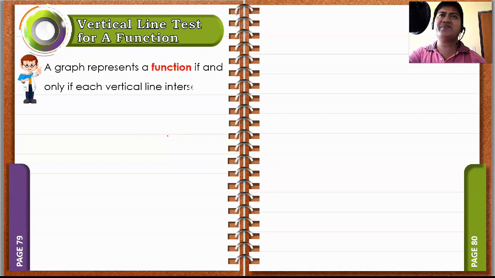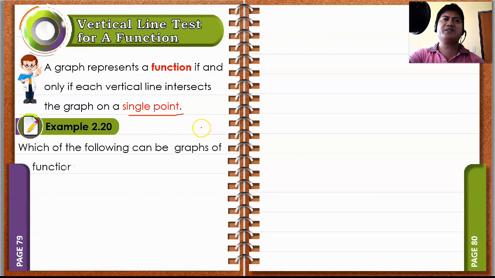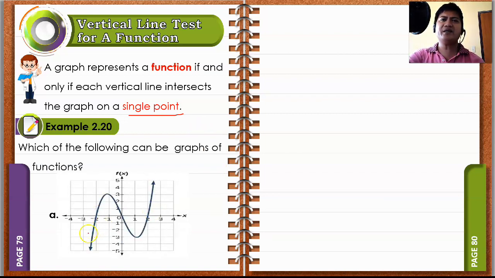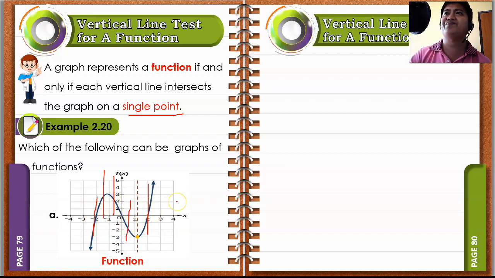A graph represents a function if and only if each vertical line intersects the graph at a single point. In this case, which of the following can be graphs of functions? For letter A, you need to apply the vertical line test. If the vertical line only intersects the graph at a single point, then that is a function. Wherever we draw the line, we intersect the graph at only one point. Therefore, this graph is a function.